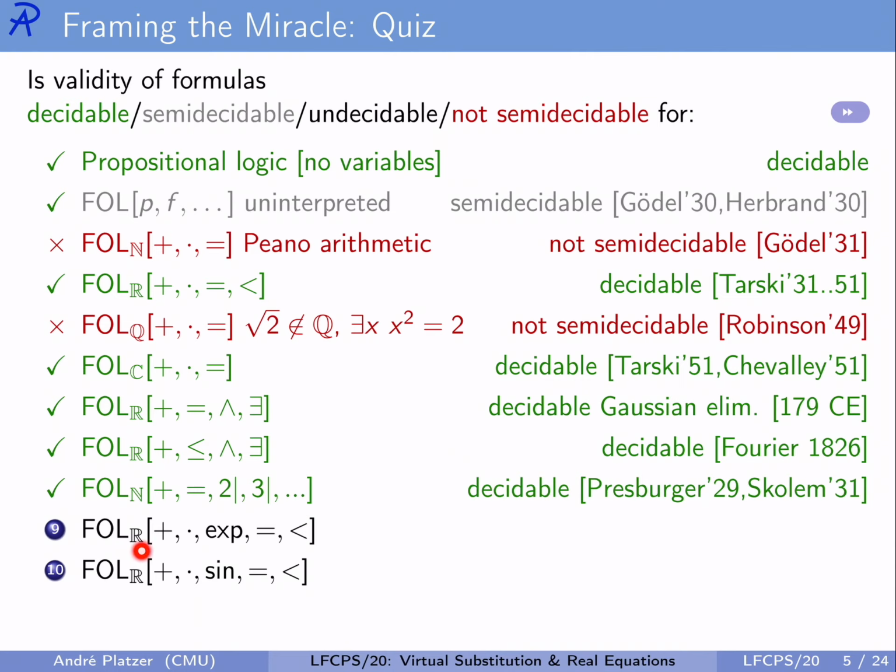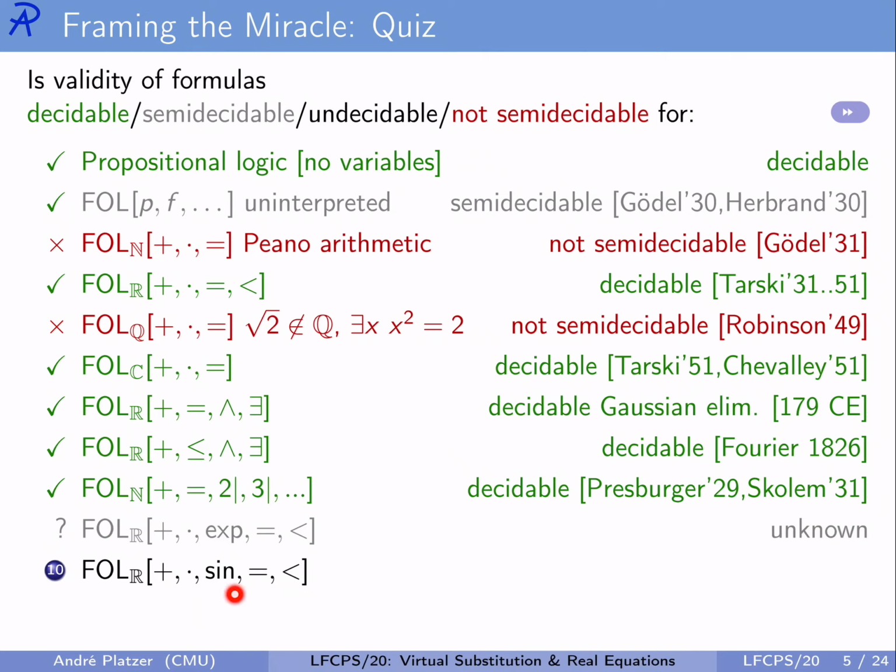Let's look at extensions of real arithmetic. Now, we've seen variations of it. If we look at real arithmetic where, in addition, we throw in the exponential function, e to the power x, well, in that case, it's an open problem whether that's decidable or not, for nearly 100 years now. That's kind of a difficult one.